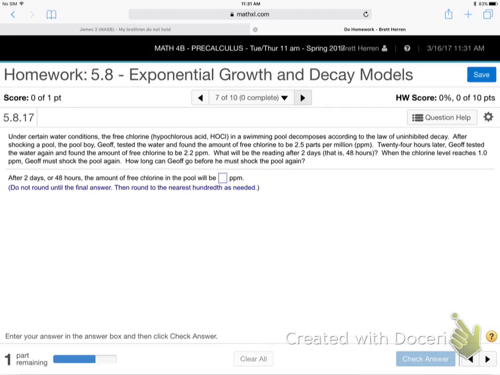All right. Under certain water conditions, the free chlorine in a swimming pool decomposes according to the law, and so on. Whenever they say decomposes, we're talking about exponential decay. We're going to use the PERT formula. It's the same old kind of thing. It's not half-life though, is it? It doesn't say half-life anywhere, does it? So this is not a half-life.